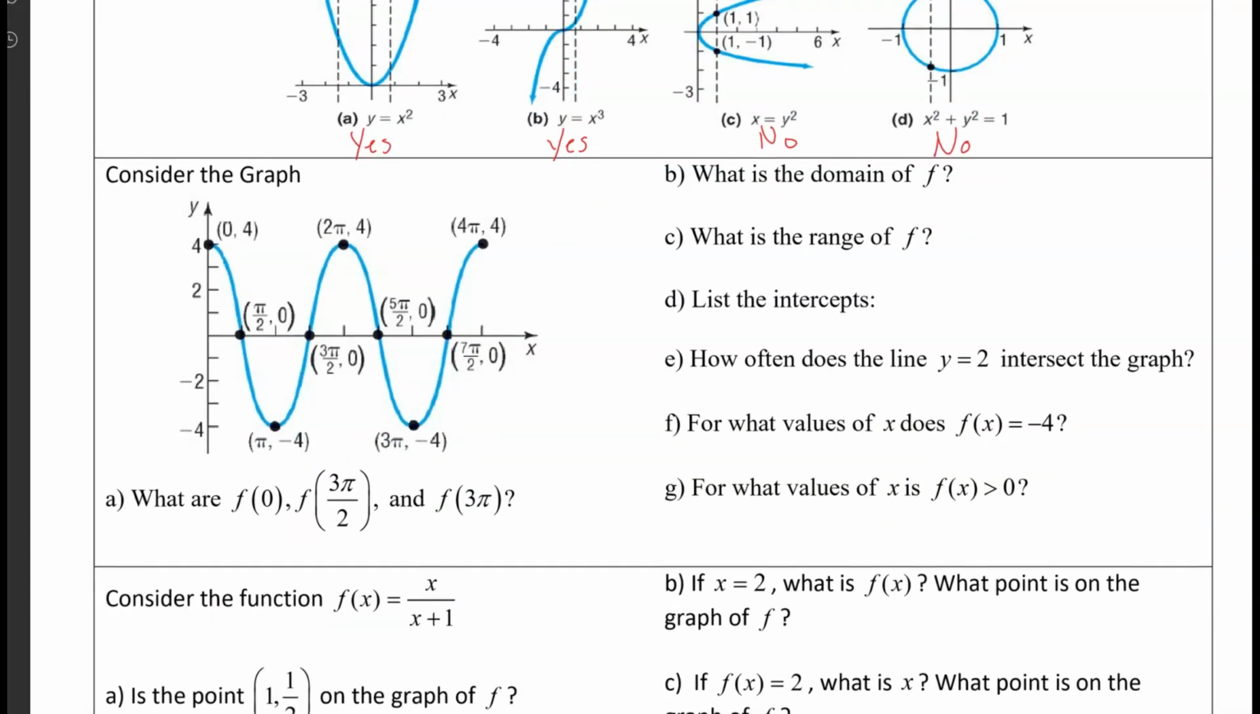Next portion. Now, here we have a graph that does have x values dealing with pi, which, don't get super scared because, oh my gosh, you see pi. It's just a number, right? 3.14. We will be dealing with pi a lot this year. Part A is kind of just reviewing function notation.